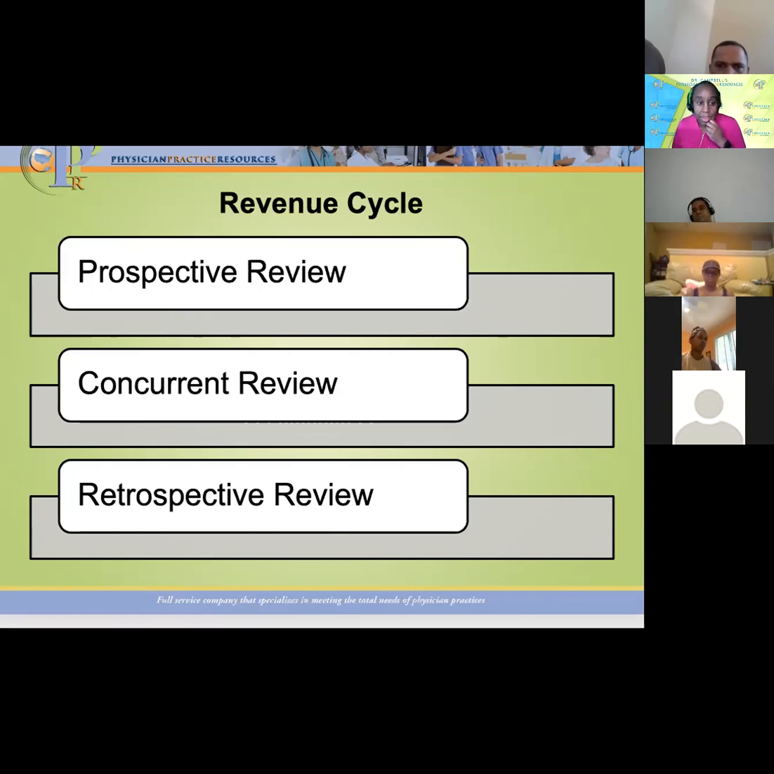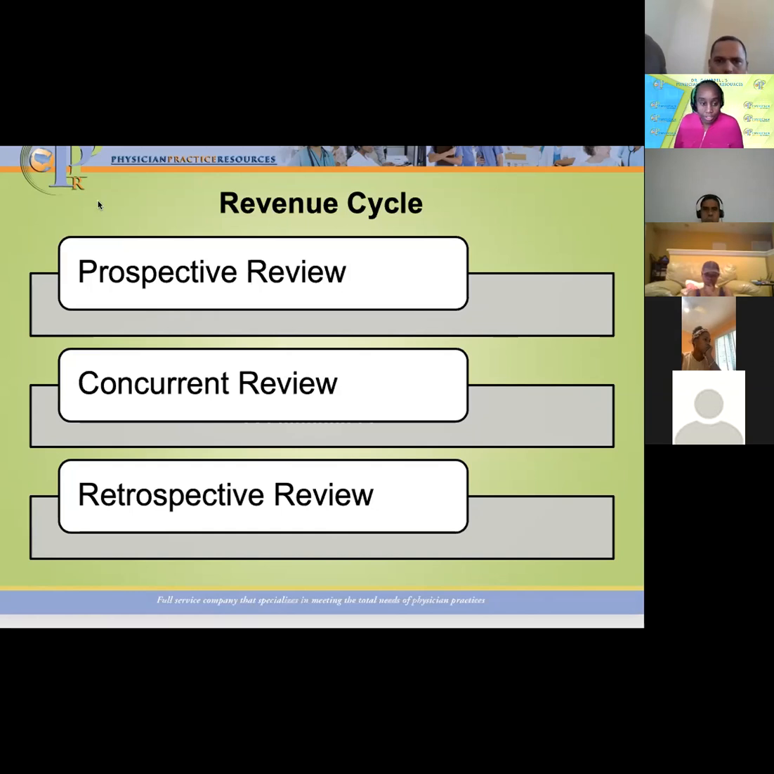So I know coders should probably catch it, but it should be part of retrospective review too, right? I mean, yes, but as a part of the daily operation, somebody should be looking at that note concurrently to catch that. That's where your CDI, your clinical documentation improvement specialist, should be catching it. So as a part of your operational practices, somebody should be catching it. It shouldn't be that the QIO is catching it. Somebody should be catching it before.